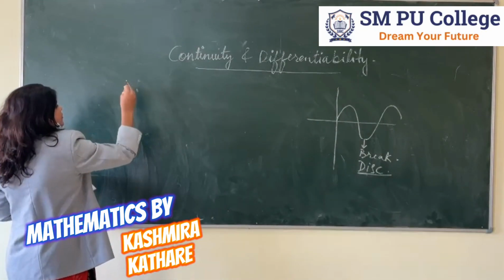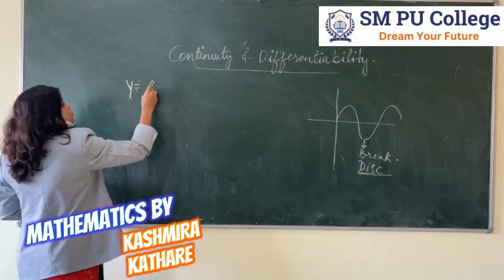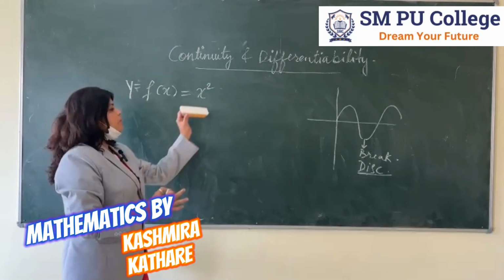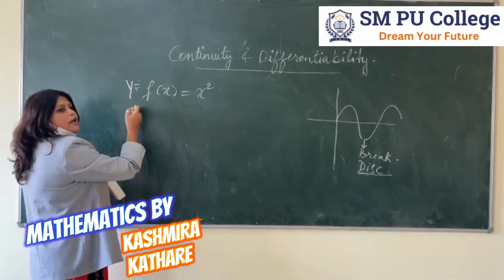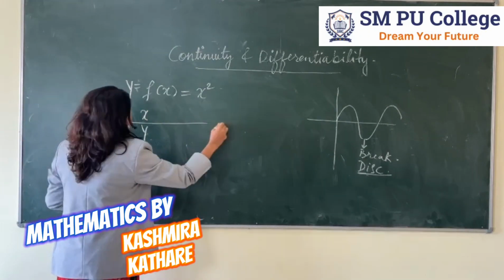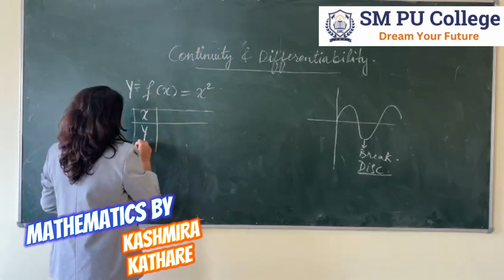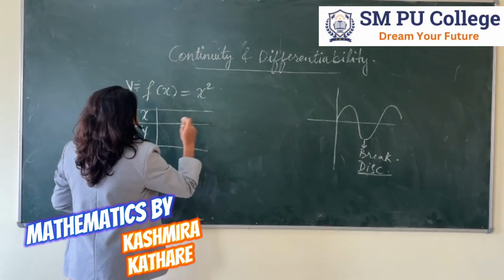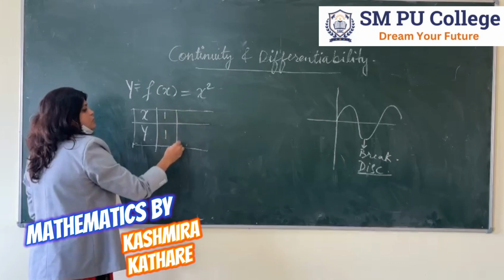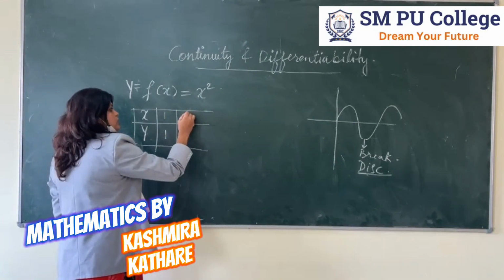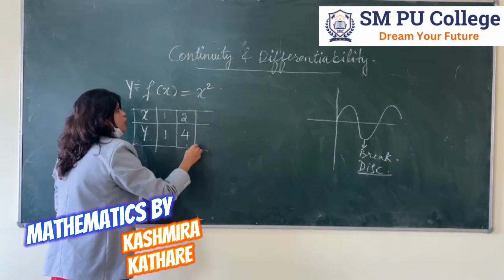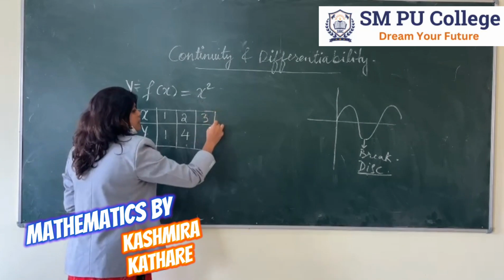Suppose I take any function, y is equal to f of x. Suppose I take x square, how can we show the graph with x square values? You know natural numbers start with 1. Suppose this is x and this is y. If the value of x is 1, the value of y will automatically be 1, because 1 square is 1. If x is 2, then y is 2 square, 4. If x is 3, y will be 9.